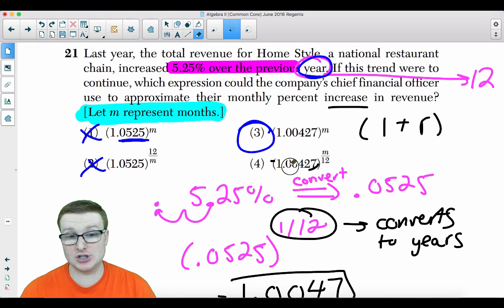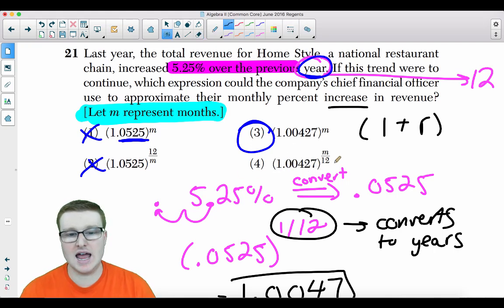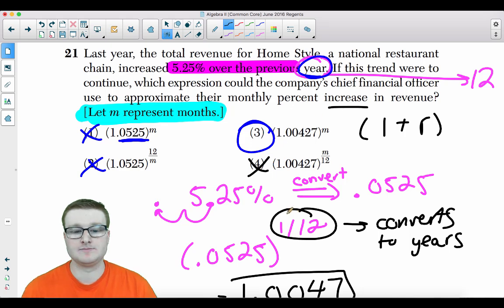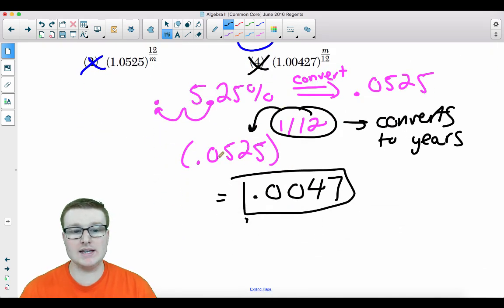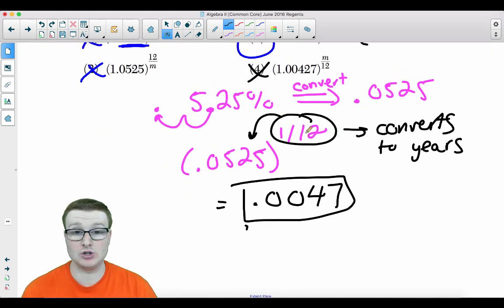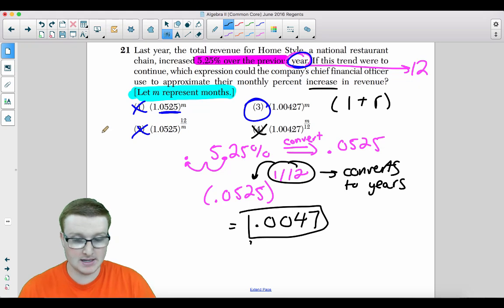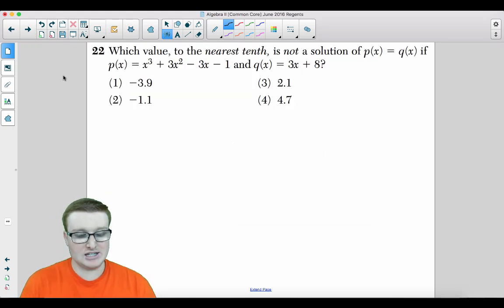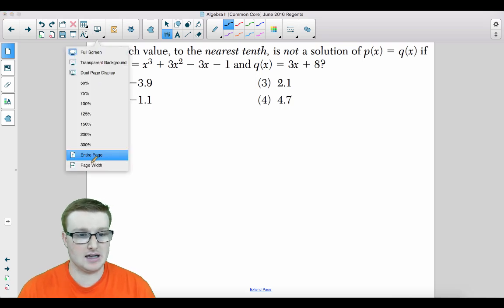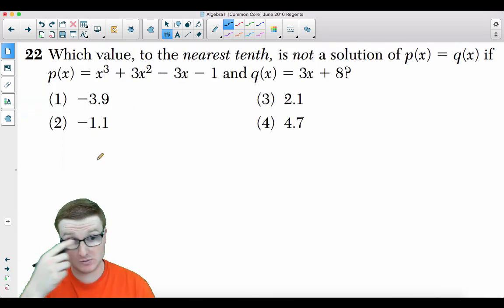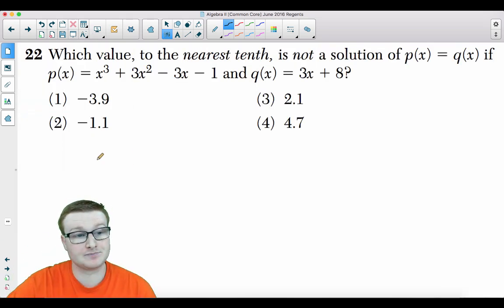What they did is they tried to trick you. They converted it and then kept the 12 on. That's not how it works. You need to take this number, raise this number to that number, which you get 0.0047, add that 1 on, and then raise it to the M power. Your answer is choice 3. My opinion, that was a pretty hard question. Moving on to the last 3 multiple choice of this video.